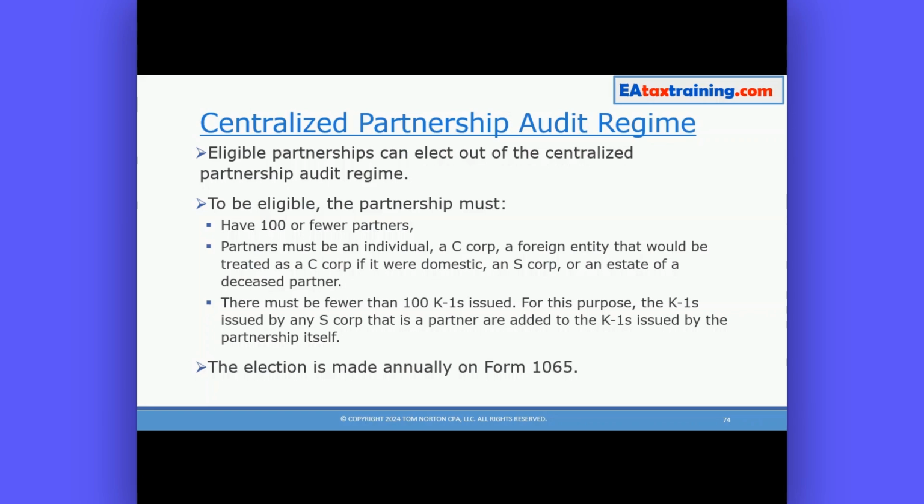The election to elect out is made annually, so it's not a one and done thing. You have to elect out each year on the Form 1065. Otherwise, you will be automatically included in it. In other words, the default is you are part of the centralized partnership audit regime. In order to not be, you have to meet the criteria and you have to elect out each year.